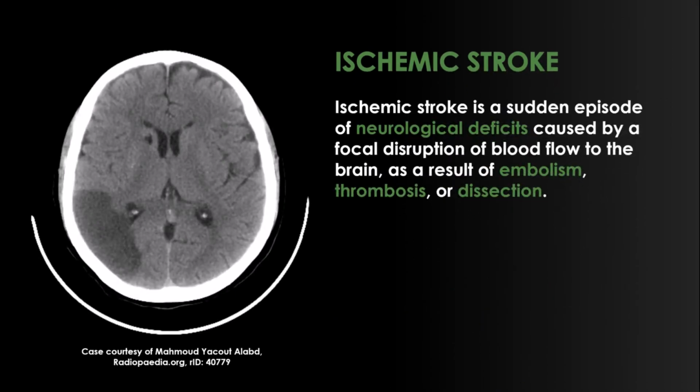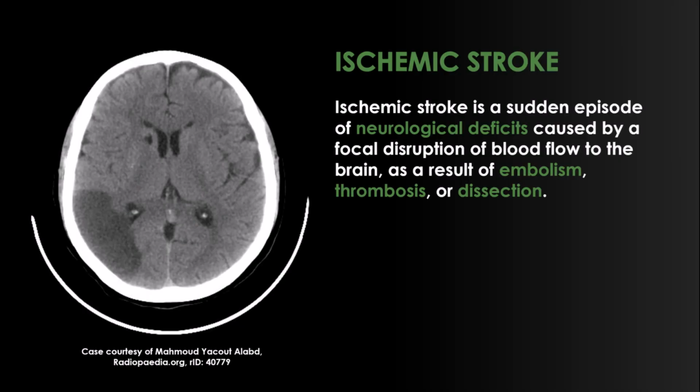Ischemic stroke is a sudden episode of neurological deficits caused by a focal disruption in blood flow to the brain as a result of embolism, thrombosis, or dissection. In other words, an ischemic stroke is caused when a blood vessel in the brain is blocked, and that area of the brain is not receiving oxygenated blood. That blockage can be caused by several mechanisms.